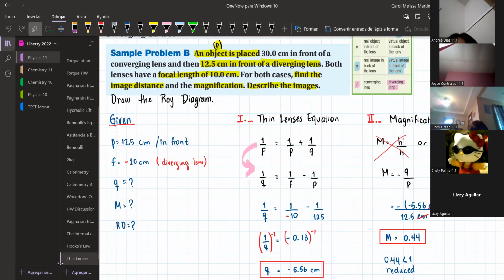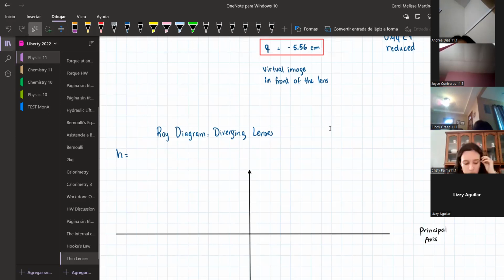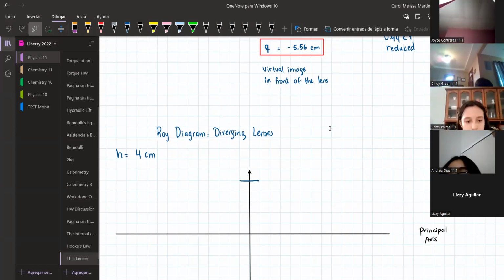Okay, for this exercise, I'm going to use, say, it's not completely true, okay? But I'm going to use an object's height of 4 centimeters, okay? For a diverging lens, remember those are the ones that are thicker by the edge. So I'm going to put it here. 1, 2, 3, 4, 5. Okay.